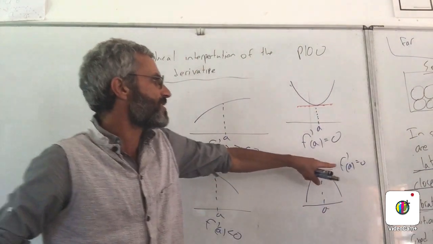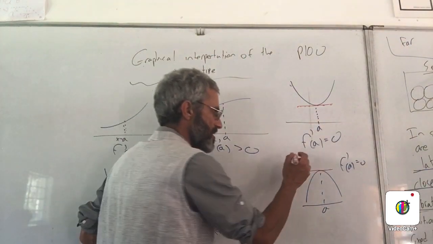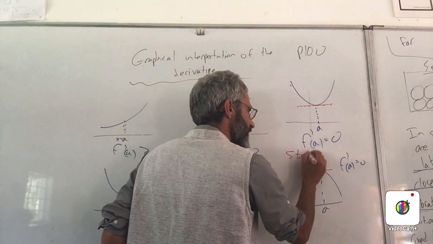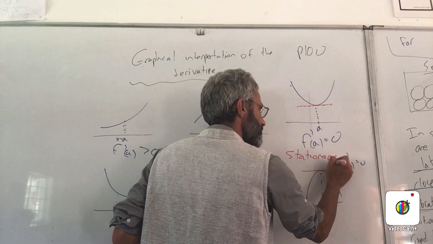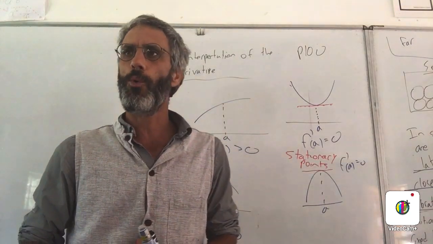Now, when the derivative is 0, we call these points very special, very, very important points. We call them stationary points. Stationary points. They are very, very important for us.